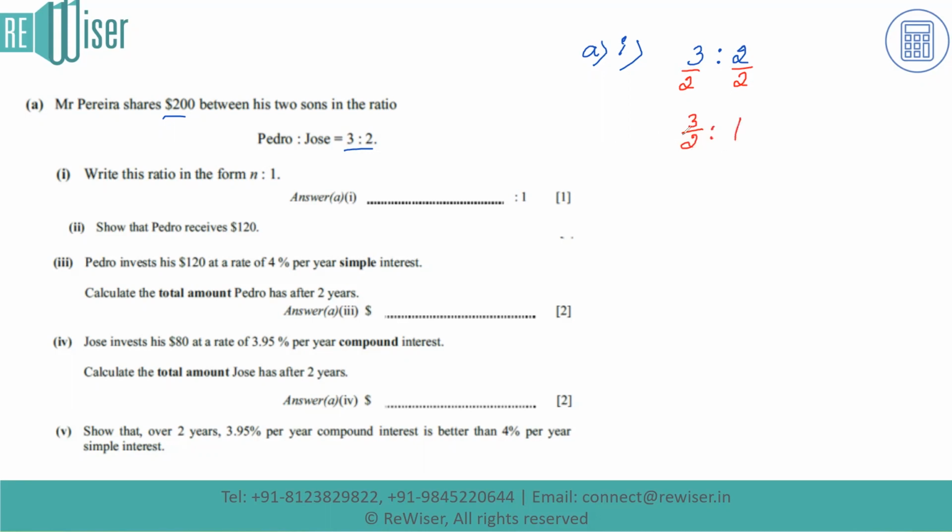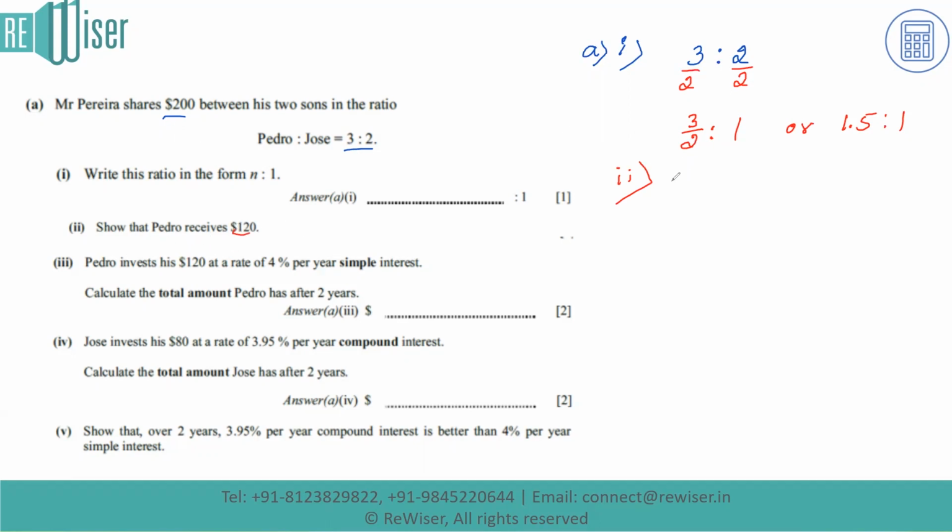3/2:1. So that means the value of n has to be 3/2, or you can also say it as 1.5. So 1.5:1. And this is the right answer for part 1. And for part 2, we are talking about Pedro receives, show that Pedro receives $120.